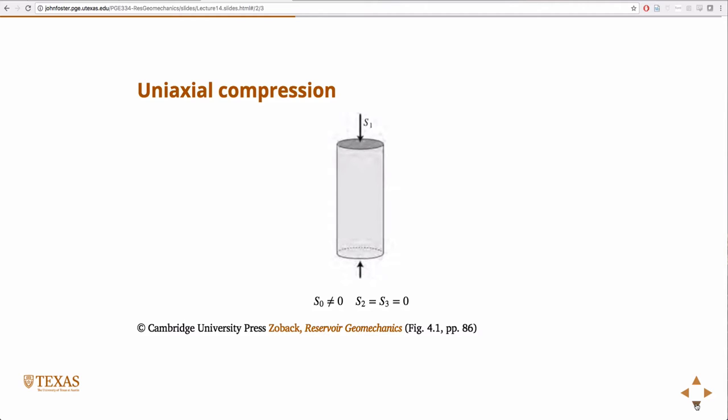So the uniaxial compression test, or the unconfined compressive test, this is what you guys did in the first lab, right? In this case, the sample's unconfined, S2 and S3 are zero. There's no load on the sides of the sample, and then you just squeeze the outside of it. In my opinion, in terms of rocks, this test is basically useless.